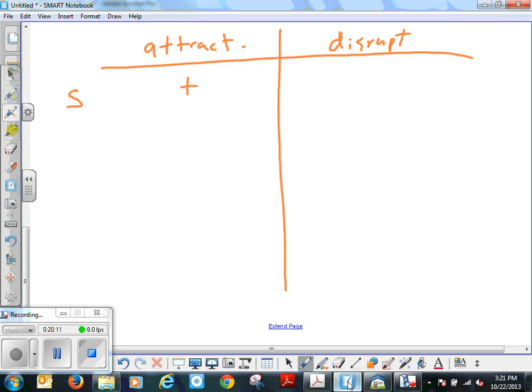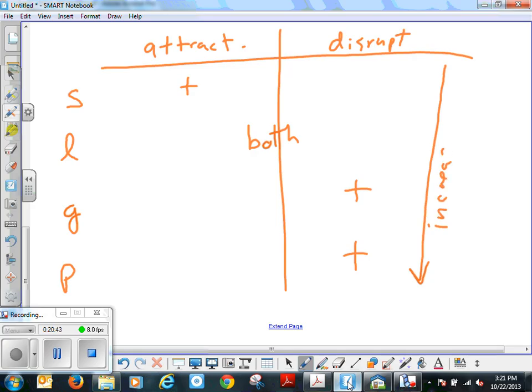If I have a liquid, they're both present, because it's attractive enough that the pieces stick together as close as they do in a solid, but it's disruptive enough that they can flow freely around each other. If I have a gas, then I'm going to have the disruptive forces, and a plasma is also going to be governed by the disruptive forces. Now, these are also going down in increasing energy.